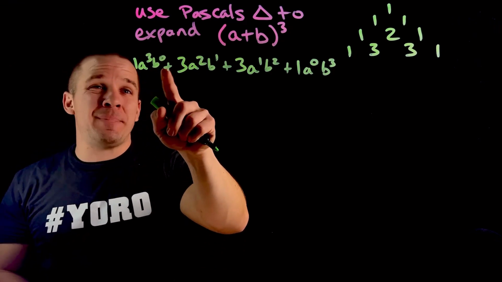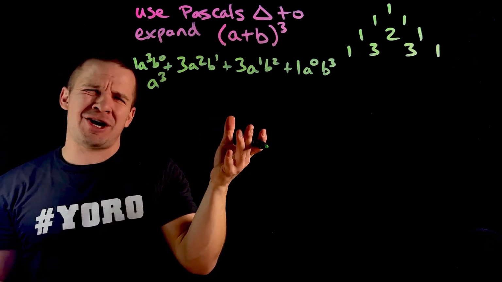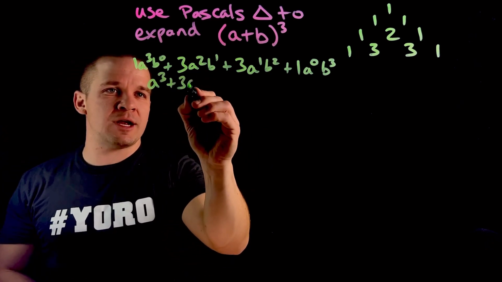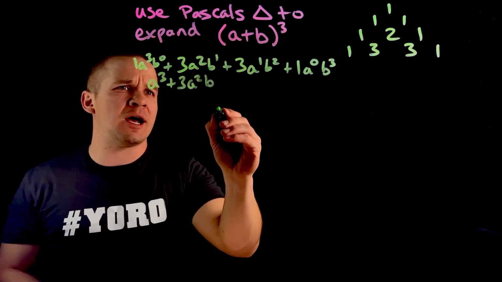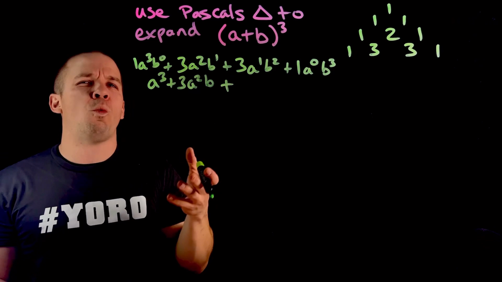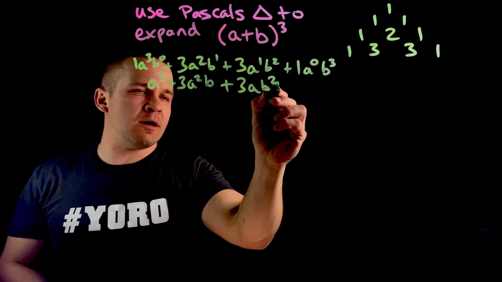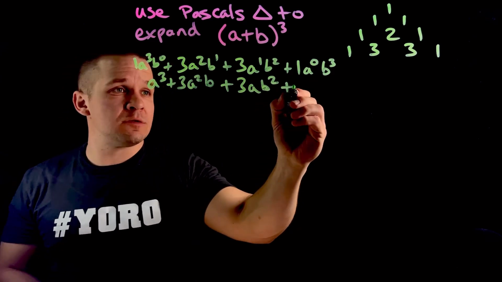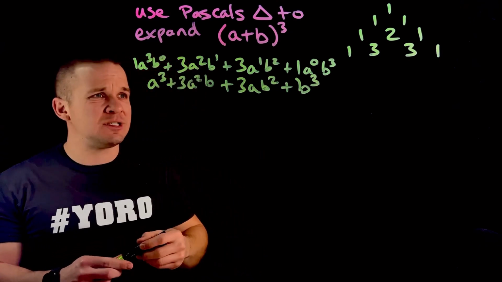All right, let's simplify. 1 doesn't really matter. B to the 0 is just 1. So I just have a cubed for this first one here. Next one, I have 3a squared b, so we'll write it as 3a squared b. No one writes it to the first power. That's kind of weird. Don't do that. It's not wrong, it's just a little weird. Then we got 3ab squared, and then we have 1 times b to the 3rd. So b to the 3rd, boom. There's our answer.